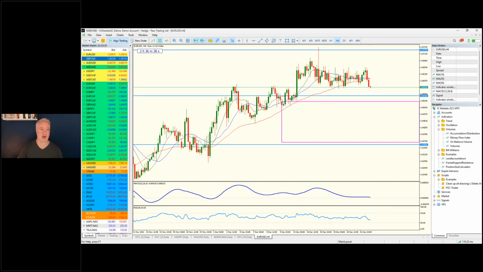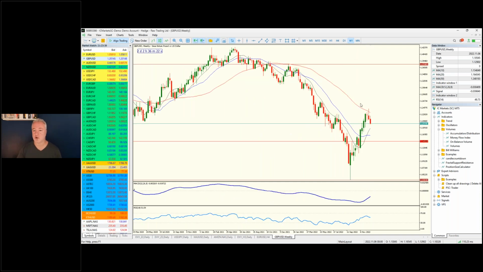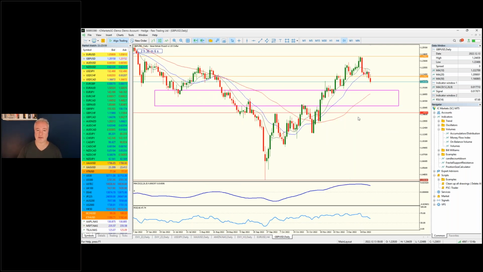Let's go look at sterling as well. Sterling is going to be similar. You can see sterling has already started breaking down. If we go to the weekly, it's already broken that weekly low, which was a very nice bearish candle. It's broken it down. Where do we think it's going to go? Well, probably somewhere into this area, which is support and resistance.